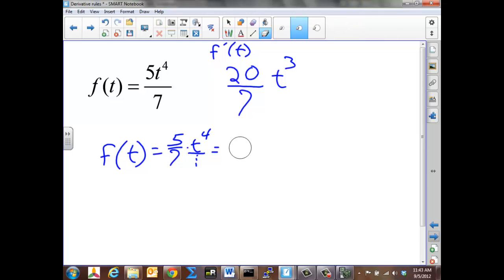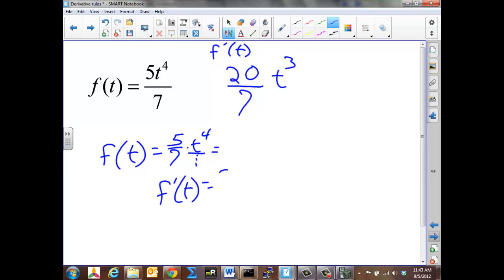So now the derivative is 5/7 times 4t cubed. And how do we multiply 5/7 times 4? We multiply numerators together. 5 times 4 is 20 over 7, t cubed. All right? Is that hard to do?